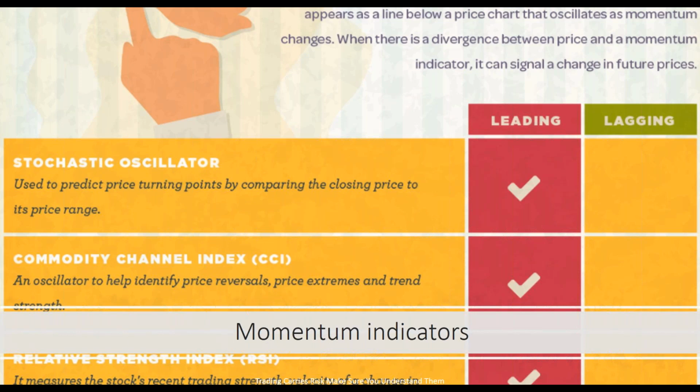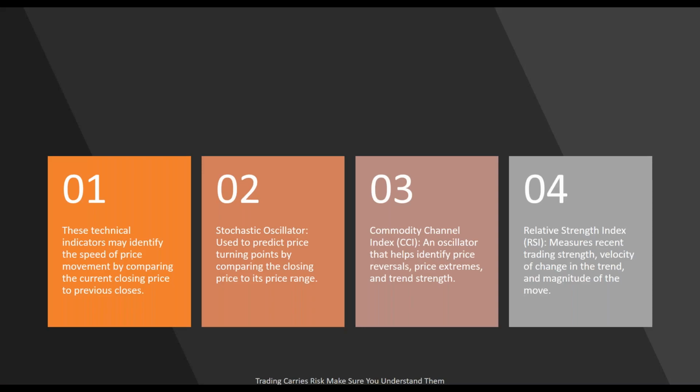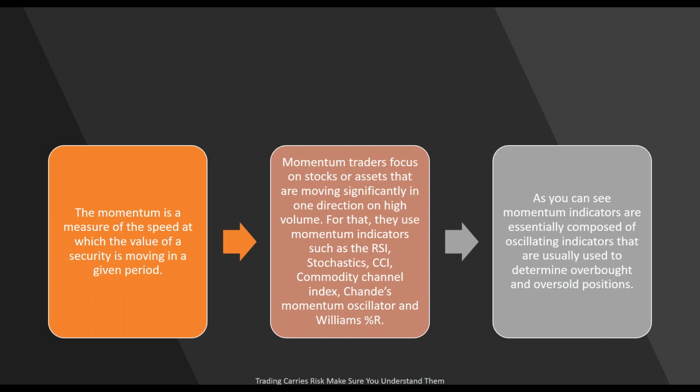It becomes somewhat redundant. These technical indicators may identify the speed of price movement by comparing the current closing price to previous closes. Stochastics oscillator is used to predict price turning points by comparing the closing price to its price range. Commodity Channel Index is an oscillator that helps identify price reversals, price extremes, and trend strength, whereas RSI measures recent trading strength, velocity of change in the trend, and the magnitude of the move.